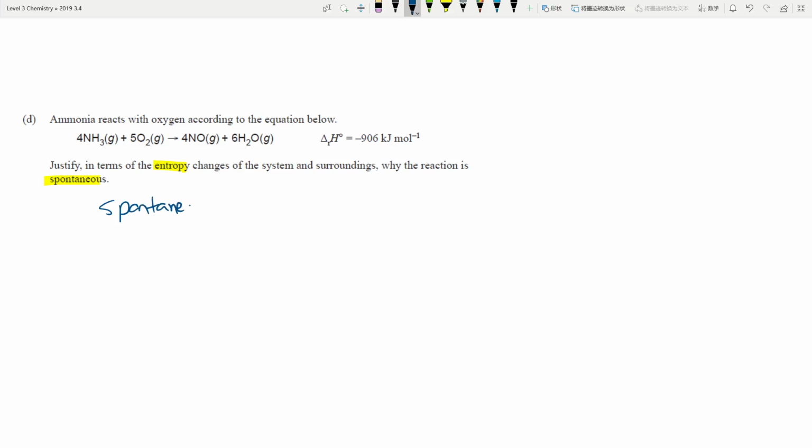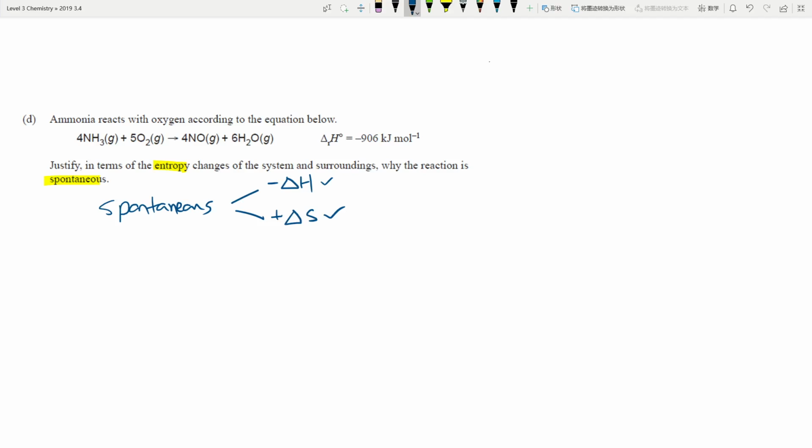Spontaneous reactions depend on two things. If you have a negative change of enthalpy, it tends to be spontaneous. If you have a positive change of entropy, it tends to be spontaneous. If you have both of these, then it's always going to be spontaneous. And I'll go through why that is.